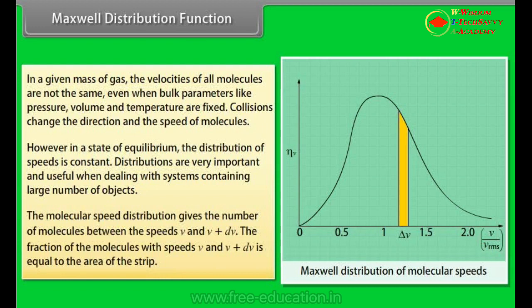The molecular speed distribution gives the number of molecules between the speeds v and v plus dv. The fraction of the molecules with speeds between v and v plus dv is equal to the area of the strip.